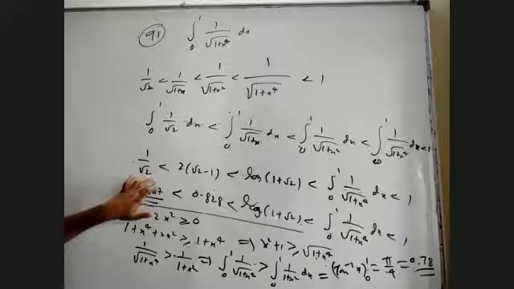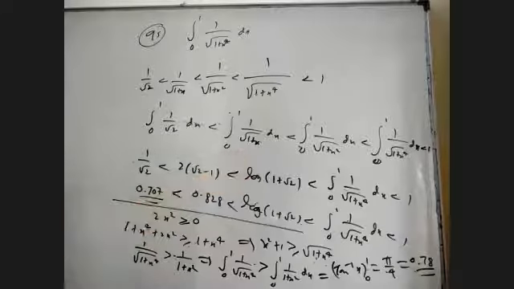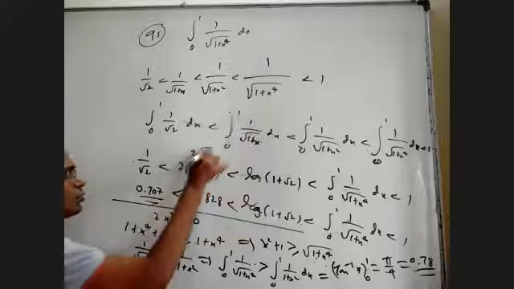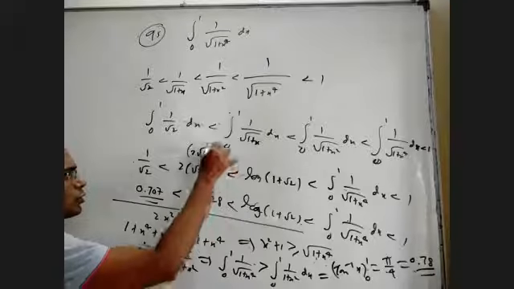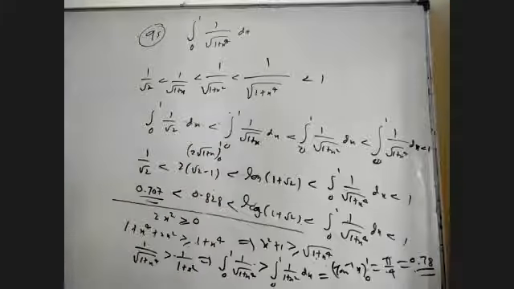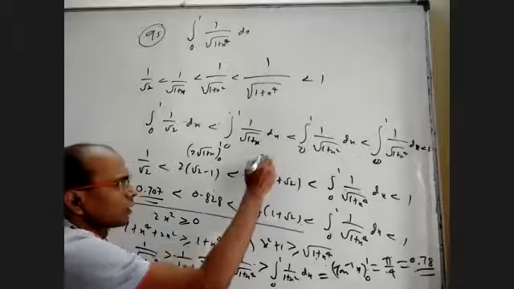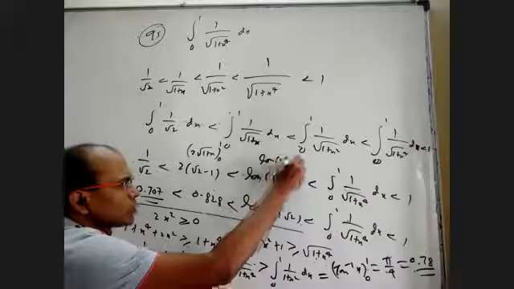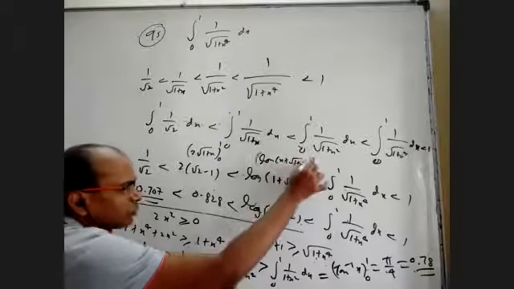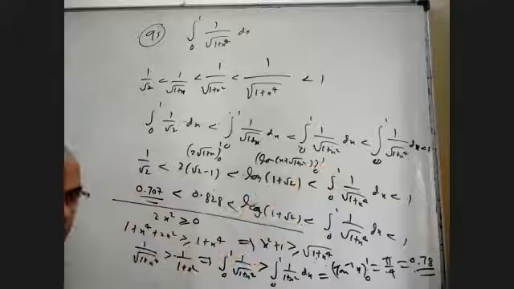Yes, sir. What is the integral of 1 by root 1 plus x? It is 2 root 1 plus x. I kept 0 to 1 limit. That is this. This integral is log of x plus root 1 plus x square. That limits is this. It's okay now?